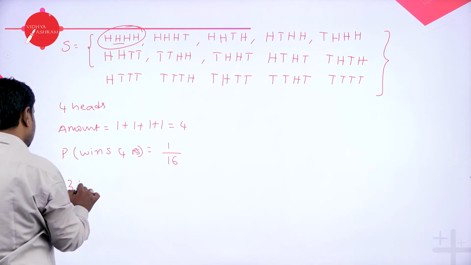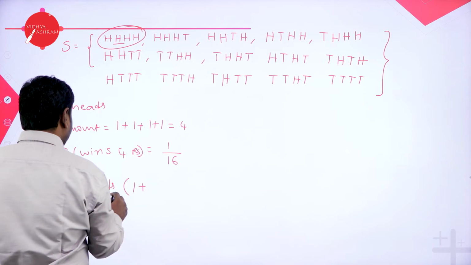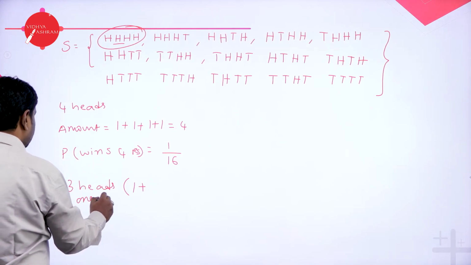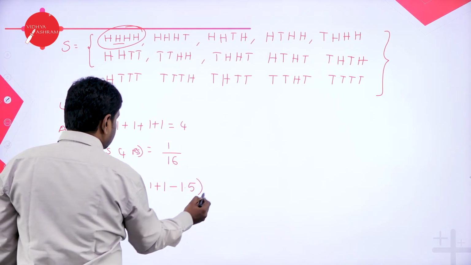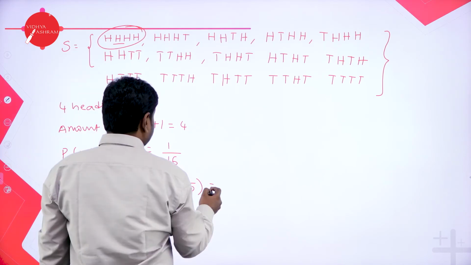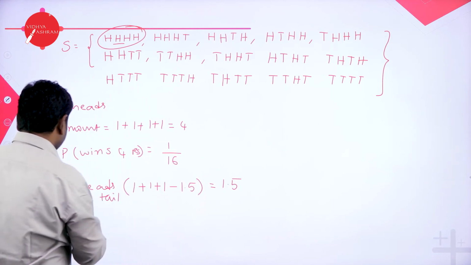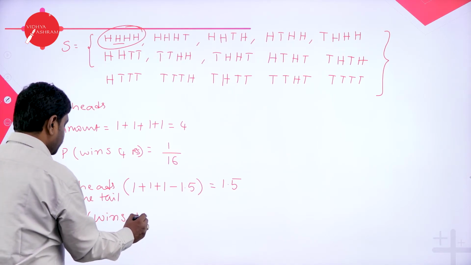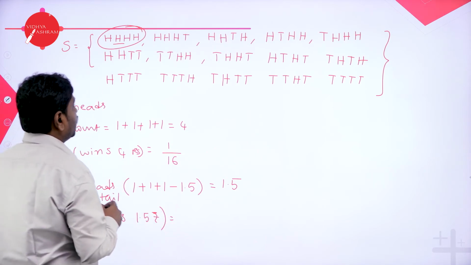Then 3 heads. 3 heads means 1 has to be tail. 1 plus 1 plus 1 and minus 1.5. So 1 plus 1 plus 1 is 3, 3 minus 1.5 is 1.5. So probability of winning 1.5 rupees. This is the amount, 1.5 rupees, for 3 heads and 1 tail combination.